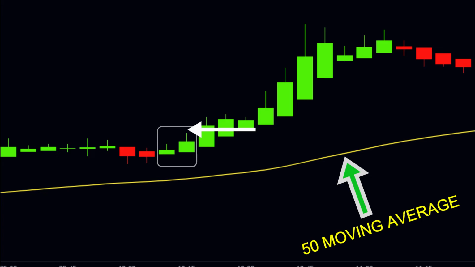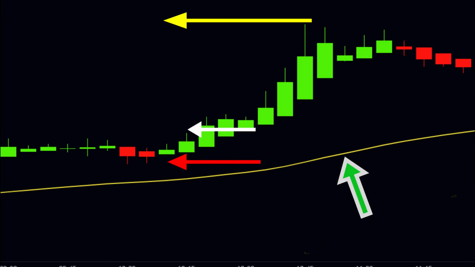We should put our buy order above the upper wick of the second candle, and our stop loss should be below the first candle. Our target must follow a 2:1 risk-reward ratio, or we can exit at the nearest resistance.